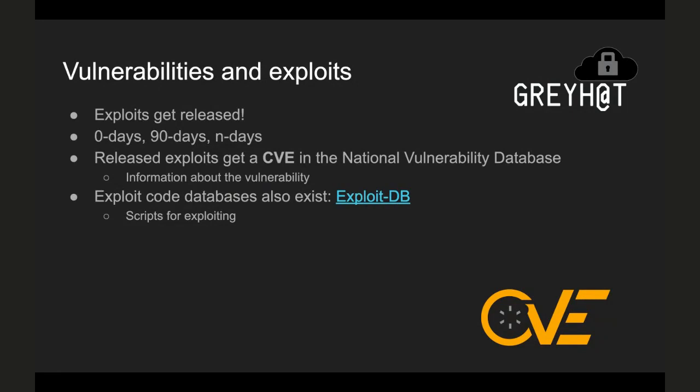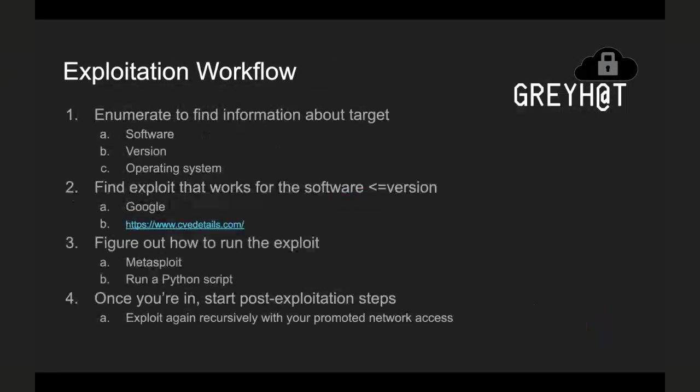But first, we're going to talk generally about an exploitation workflow. Always the first thing you're going to do is enumerate, because you can't go find an exploit unless you know what you're trying to exploit. So we enumerate, we figure out the software, the version, the operating system. Usually we'll use Google to find an exploit, because they're pretty well indexed as they're public. And then we're going to figure out how to run the exploit.